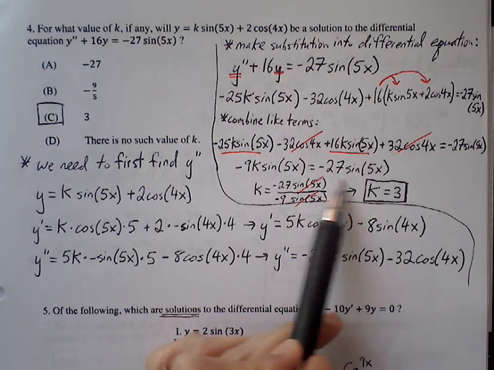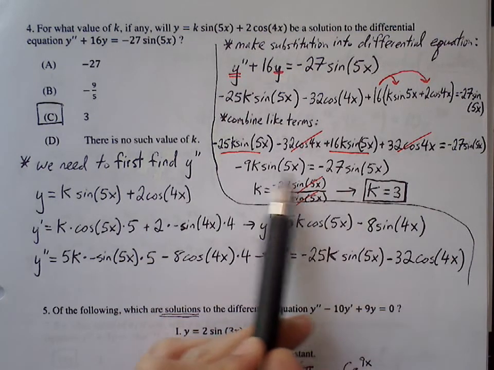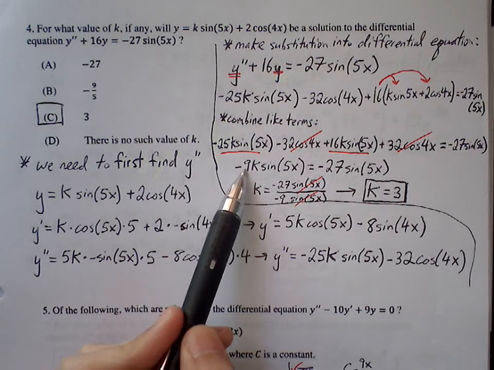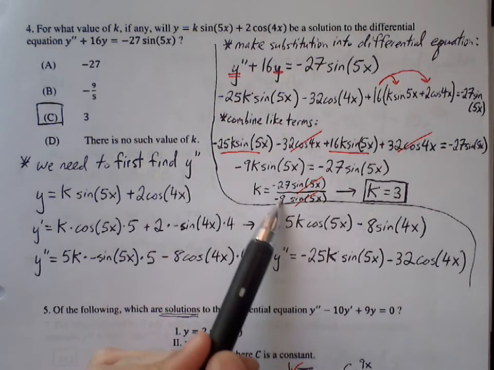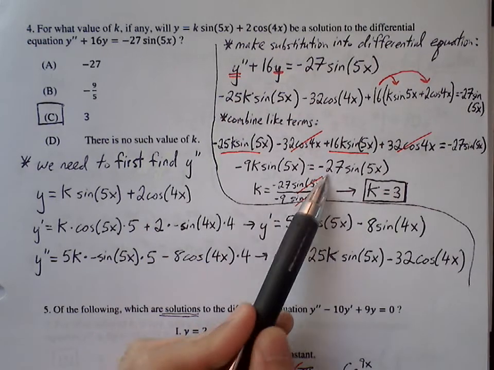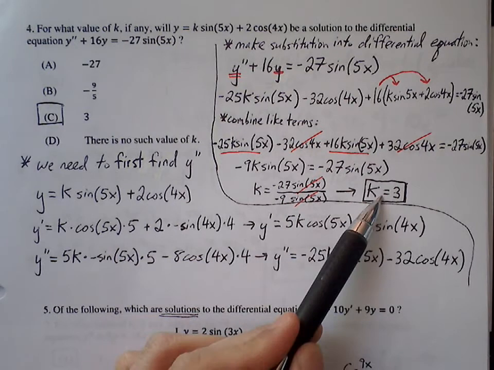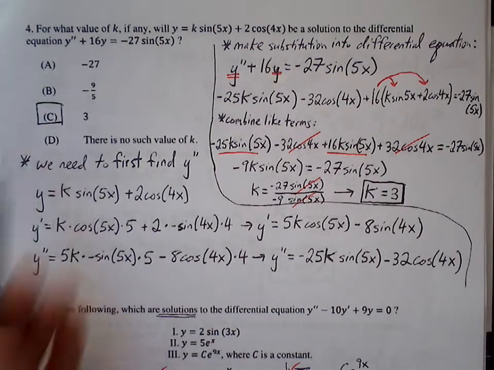So we have some matching parts. We should be able to solve for k. So I'm going to divide both sides by negative 9 sine of 5x. When I do that, I get k by itself. The sine 5x goes away nicely. Negative 27 divided by negative 9 is just positive 3. Answer choice C.